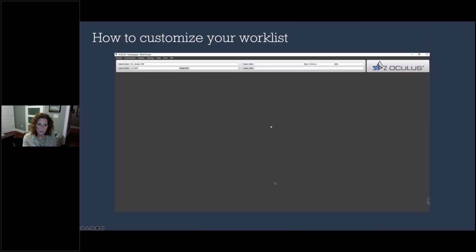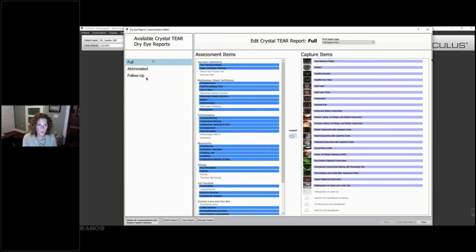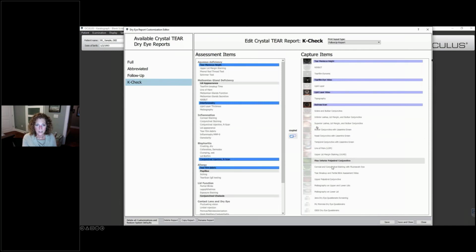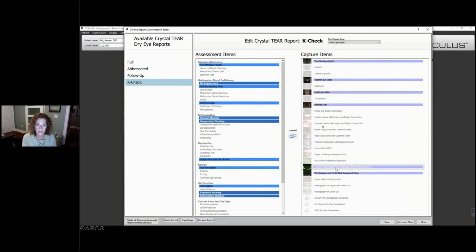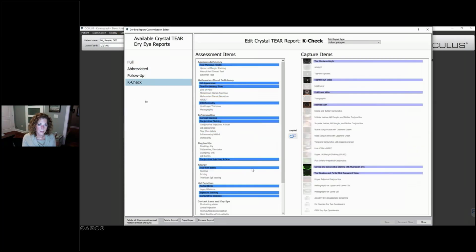So here's a quick little video on how to do this in your 5M. Go up to settings, go down to customization editor, and first of all, pick the report that you want to go with it, and name it. As you scroll through the assessment items on the left side, it's going to automatically highlight the correlating capture items on the right, and vice versa. So you know, if I want to grade corneal staining, what acquisition items do I need? And if I add in upper lids, what can I find out from it? And you see now that K check is right there because we saved it.